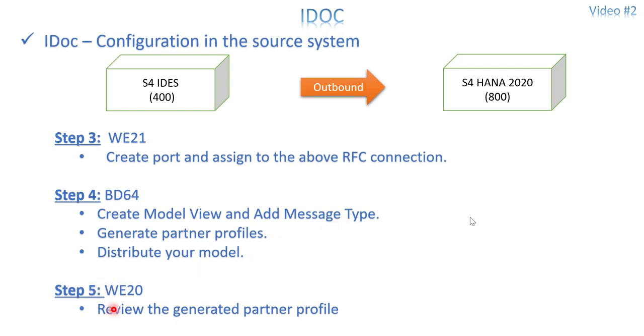And finally, WE20 is used to review the generated partner profile, because the partner profile is automatically created with the same name as your target logical system name. We are going to review whether all the message types are configured properly and all the ports are configured properly. If everything is fine, just go ahead and generate your IDOC. So I hope you have some idea what needs to be done in the system.